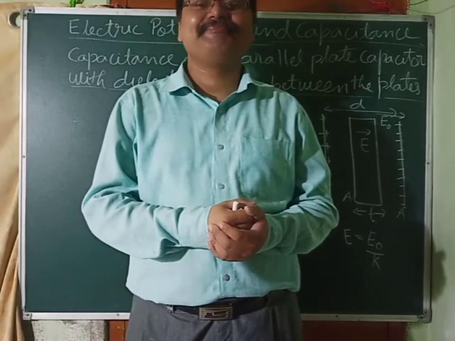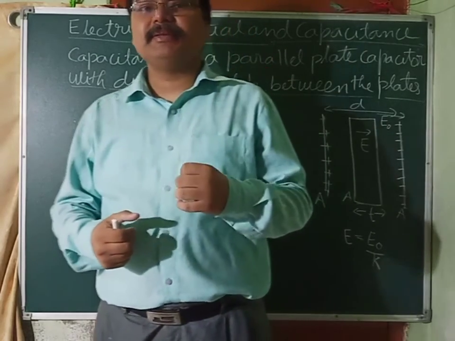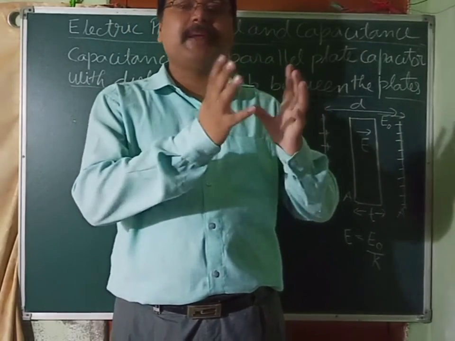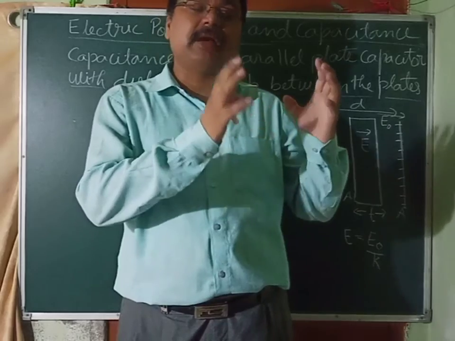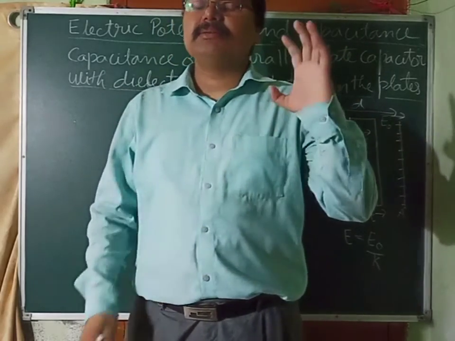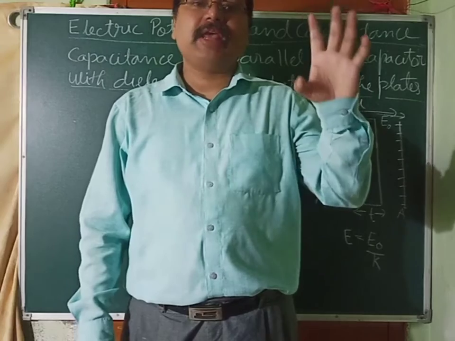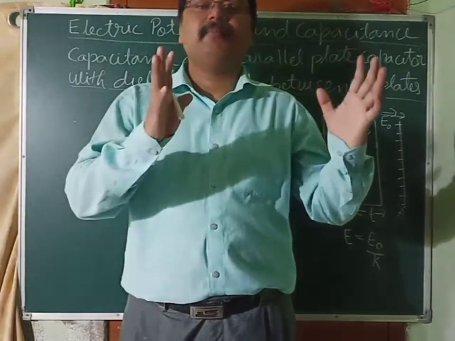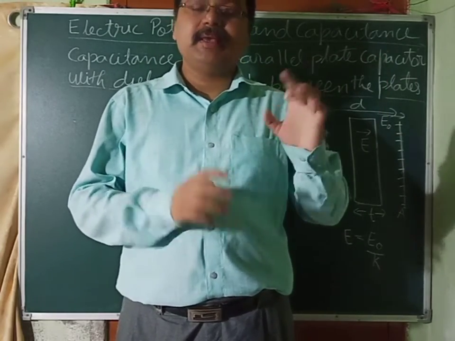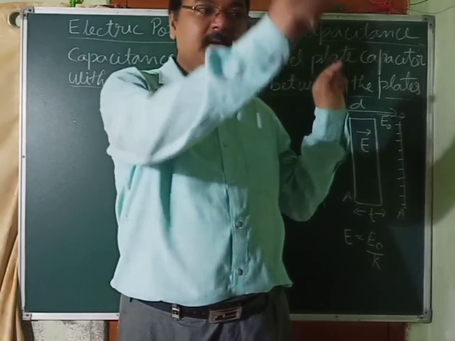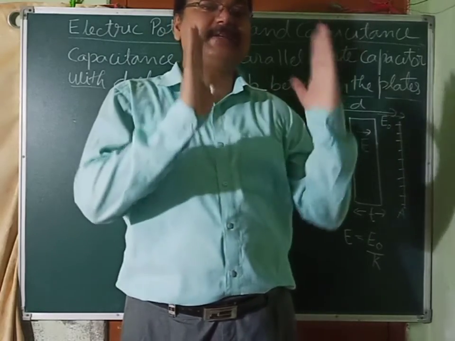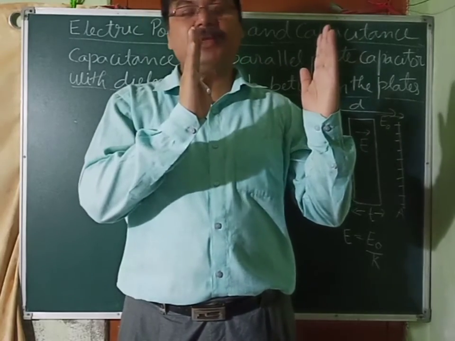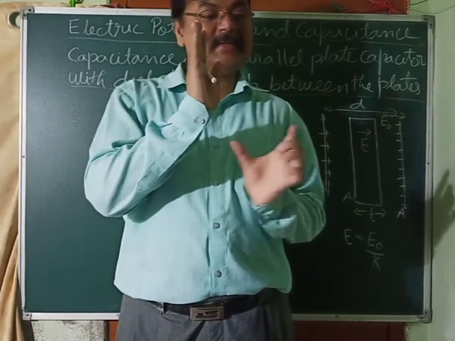Okay, children. So today's topic is, see, we have studied about the parallel plate capacitor. And we have got the expression for the capacitance of a parallel plate capacitor, that is C is equal to epsilon naught A by D, where epsilon naught is the permittivity of free space when free space is there between the plates, A is the area of the plates, and D is the separation between the plates. Both plates have the same area.